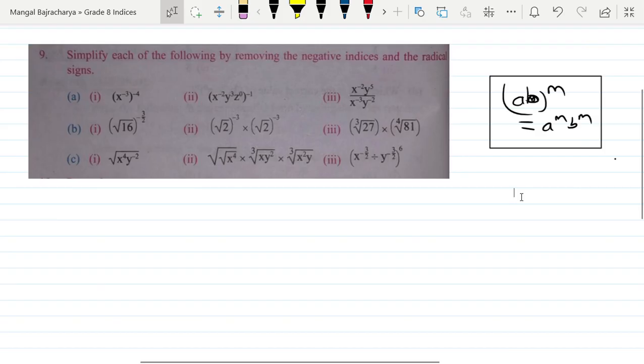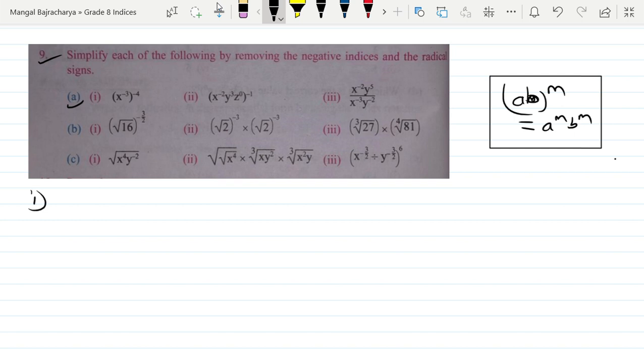Okay, so here we are told to simplify each of the following by removing the negative indices and the radical sign. So negative powers also we have to remove, and if there is a radical sign, that also we have to remove. Alright, so let's go with number 1.